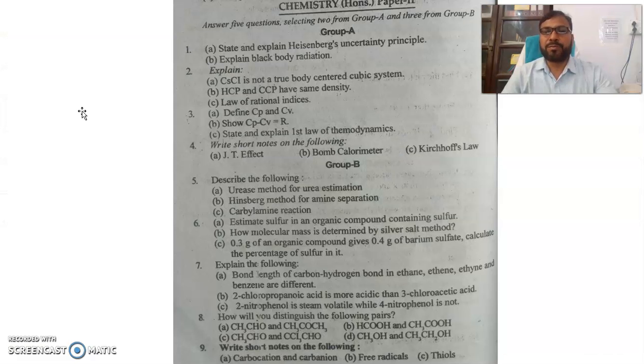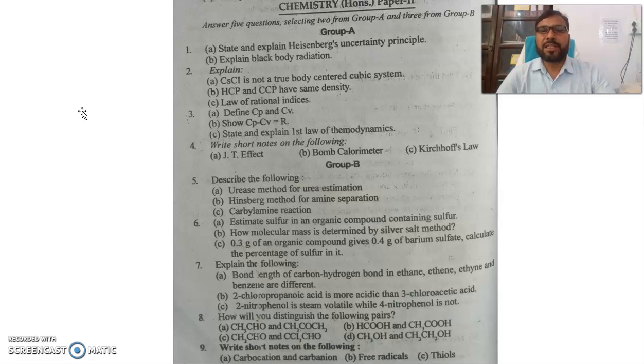Now paper 2. Again, you have to follow the instructions printed on your question paper. Here the same instructions are there. Answer 5 questions, selecting 2 from group A and 3 from group B.